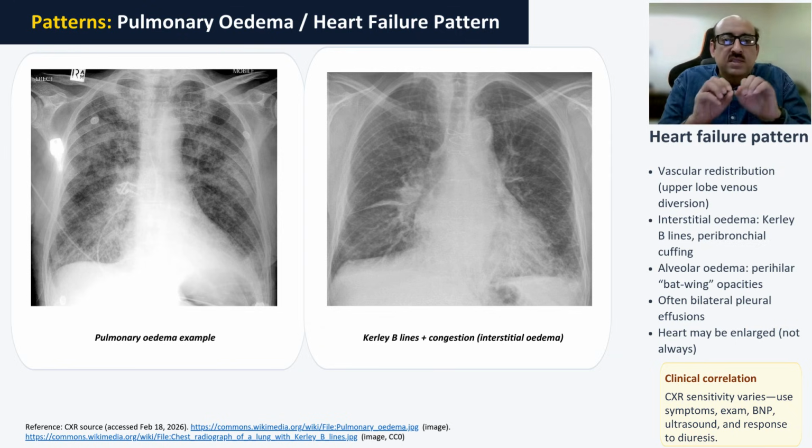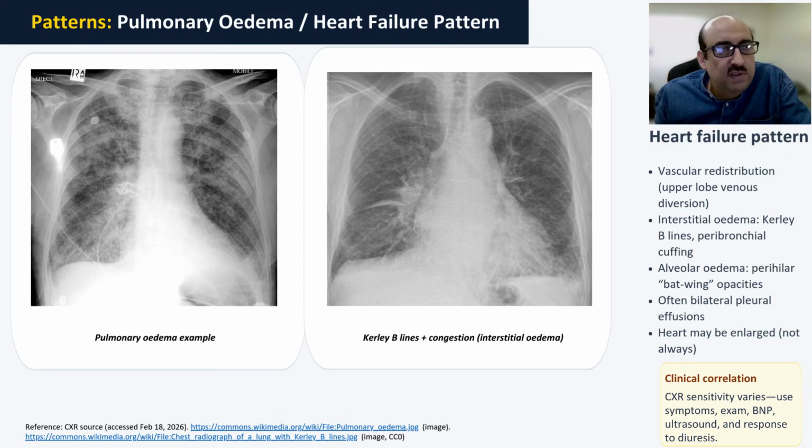Then look at the interstitial edema: is it a fluffy pattern, is it diffuse? Look at the perihilar bat wing opacity, so the hila will be congested. The bat's wings span from the body outward, so if that is the pattern, that is a bat wing appearance. Also, usually you will have bilateral or sometimes even unilateral pleural effusion. The grade could be mild to moderate, and the heart may or may not be enlarged.